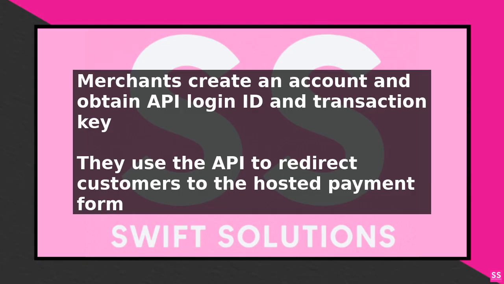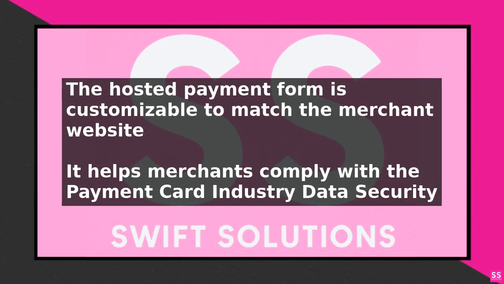To set up the hosted payment form, merchants will need to make an API call to Authorize Net, including the required parameters such as the amount of the transaction and the merchant's API login ID and transaction key. Authorize Net will then redirect the customer to the hosted payment form where they can enter their payment information.